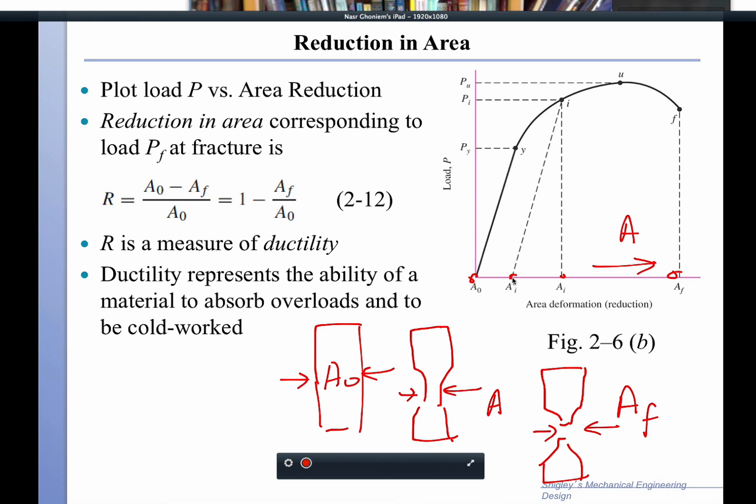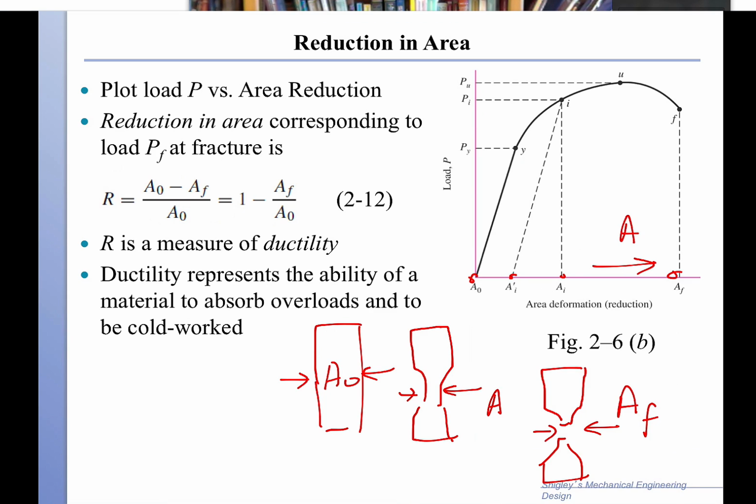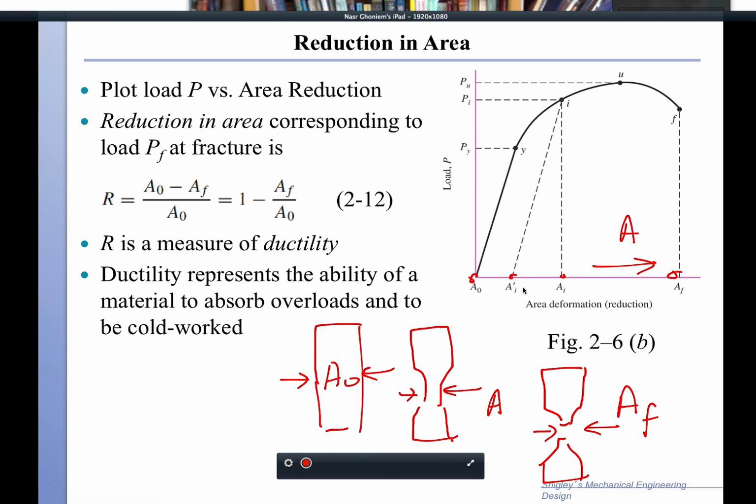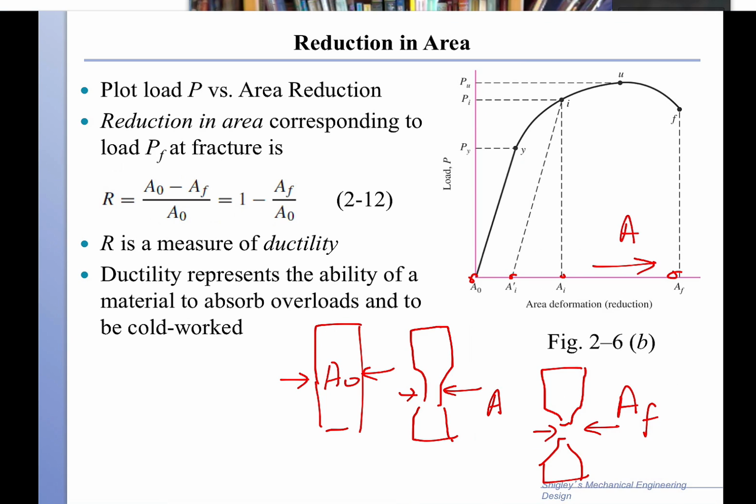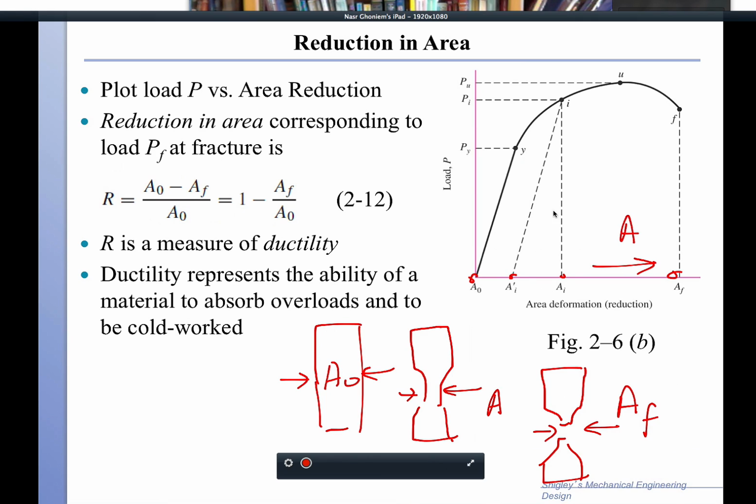Generally, AI is very close to AI prime, so for simplicity, we will take the value of AI to be the same as AI prime. In other words, this is the area, whether you call it AI or AI prime, that has a permanent set. So the material has deformed, and now the cross-section has a permanent set and is reduced in that permanent set. In that case, we're going to say that the material has been work hardened at this point.